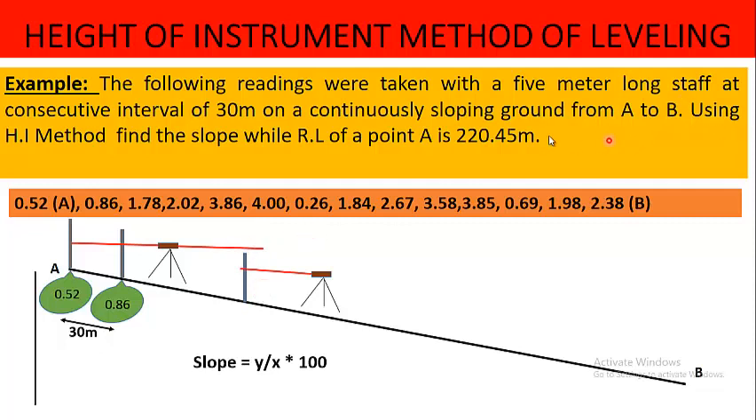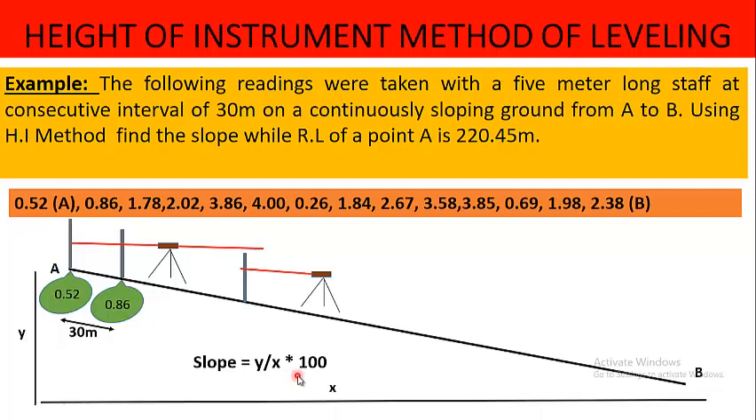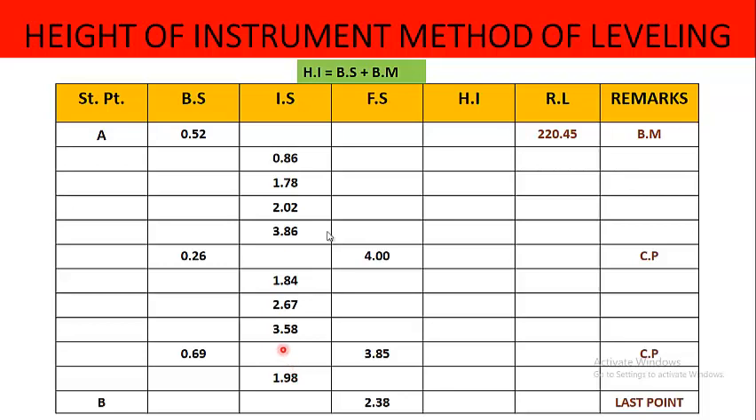The next thing we have to do in this example is find the slope. As I explained in the previous video on the rise and fall method, slope is the ratio of vertical distance to horizontal distance. Vertical distance is called y, and horizontal distance is x. We multiply it by 100 to get it in percentage. Slope is always expressed in percentage or in the form of a ratio. So let's proceed. We have a table here.